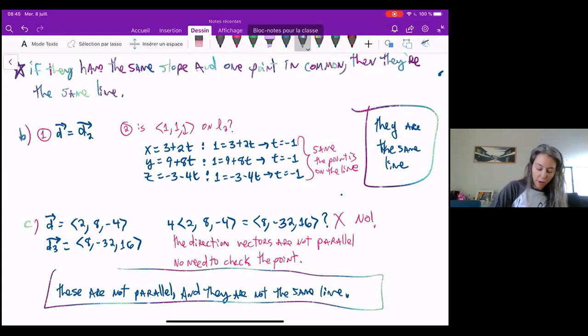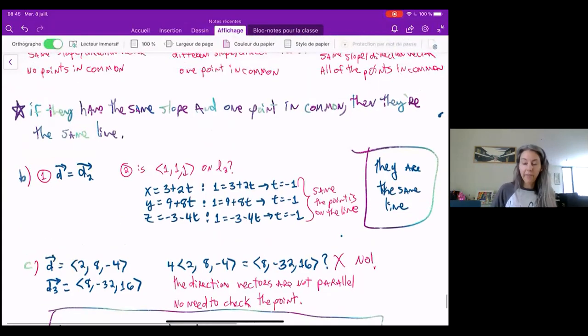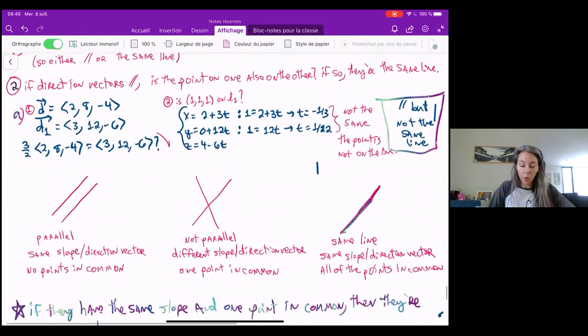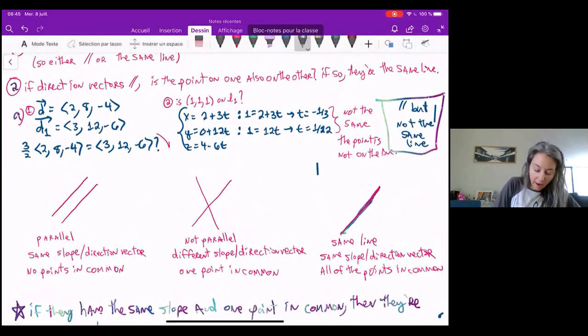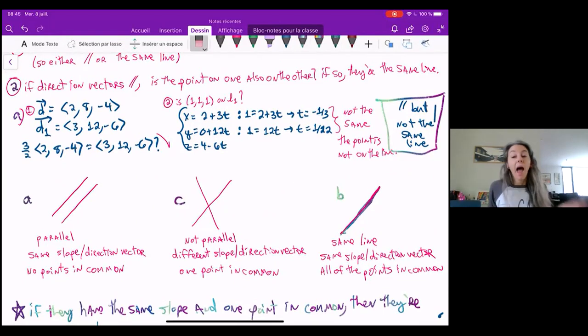And it turns out that we had 3 cases and they were each of these 3 lines. So in this case, it turns out that my A looked like that, my B looked like that, and my C looked like that. And that is how, when we have vector equations, you can determine if 2 lines are the same line. That's all.